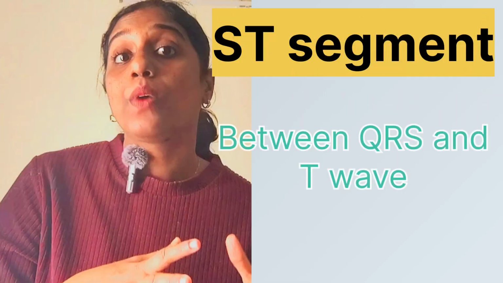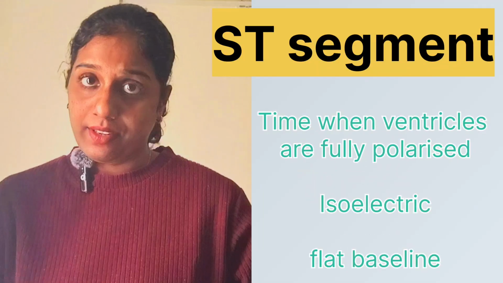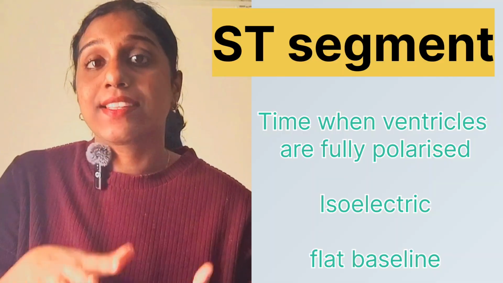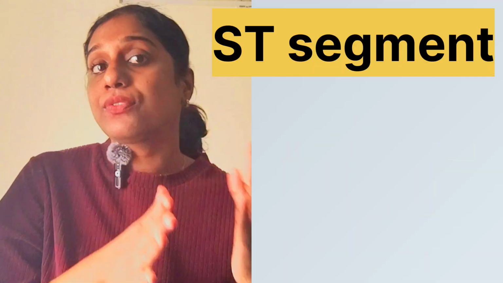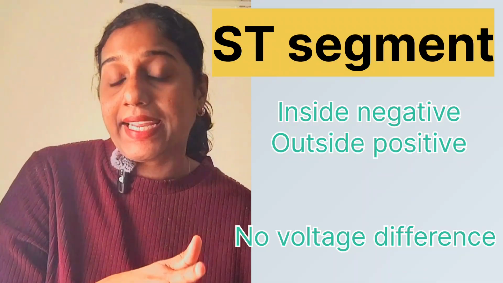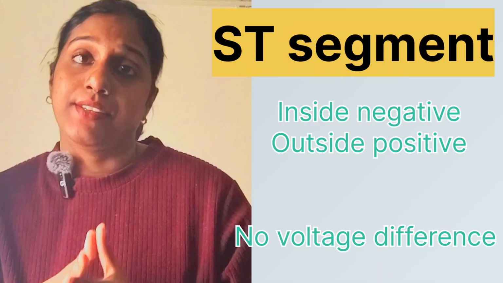Next is the ST segment. It is between QRS and T wave. It is the time when the ventricles are fully depolarized. So it is isoelectric; the baseline will be flat. What does fully depolarized mean? The inside of the cell attains a resting membrane potential, that is inside will be negative and outside will be positive. So there will be no voltage difference. So the baseline will be flat.